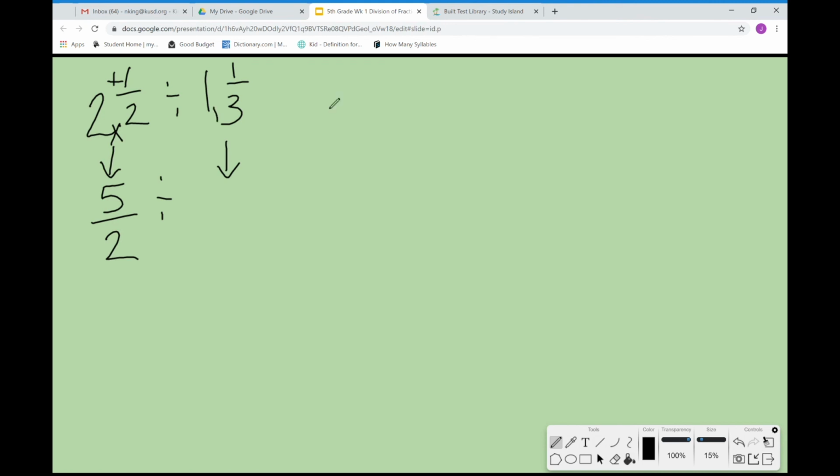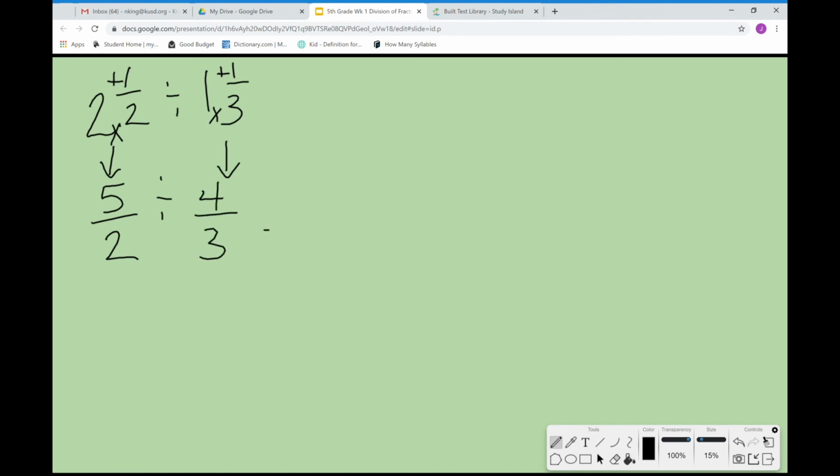Let's do one more example using keep, change, reciprocal, this time with mixed numbers. We are going to do 2 1/2 divided by 1 1/3. Before we begin, we have to convert the mixed numbers into improper fractions. So for 2 1/2, we do 2 times 2 and add the 1 so that we have 5/2. For the 1 1/3, we do 3 times 1 and add the 1 so we have 4/3.